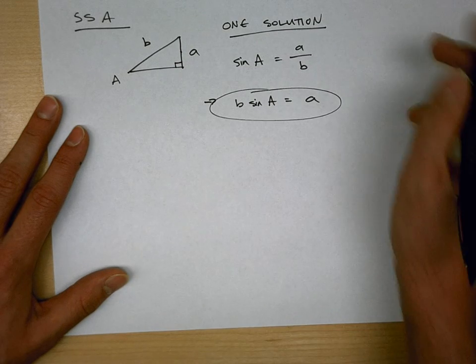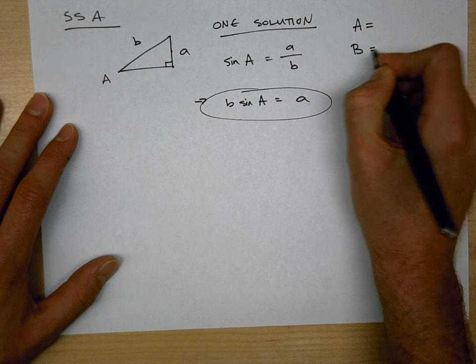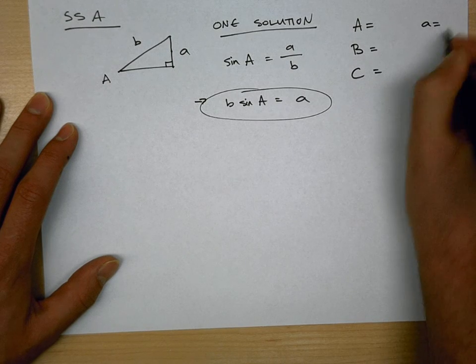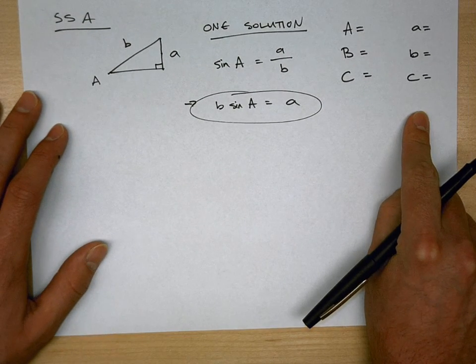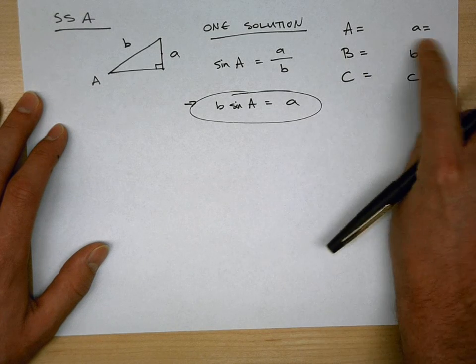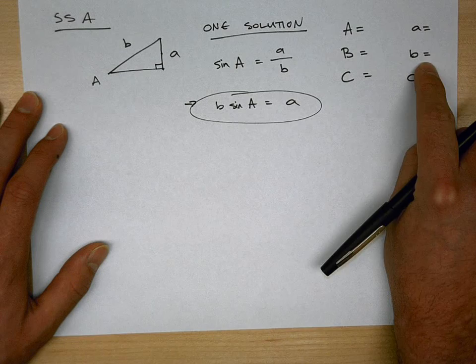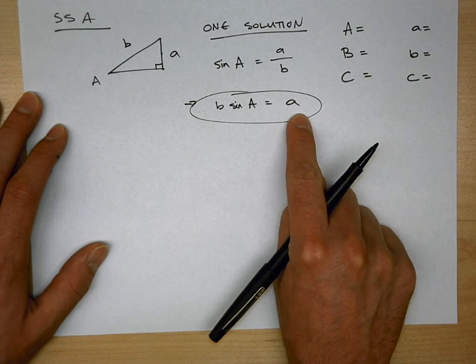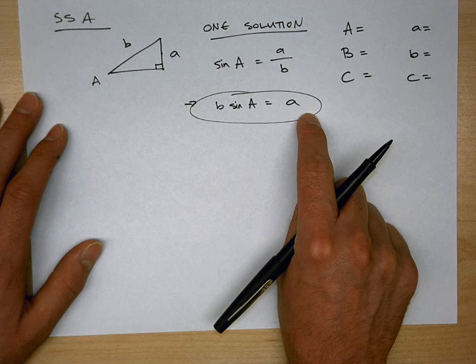So for instance, we'll be given 3 pieces of information. I'll use this kind of a format again later, where we're told what big A is, what little a is, and what little b is. We can plug those pieces into this equation, and if this side equals that side, then we know we have 1 solution and it's a right triangle.